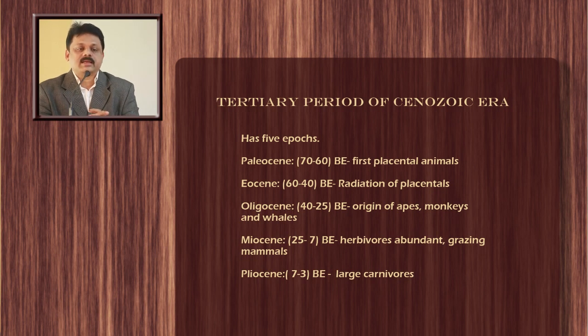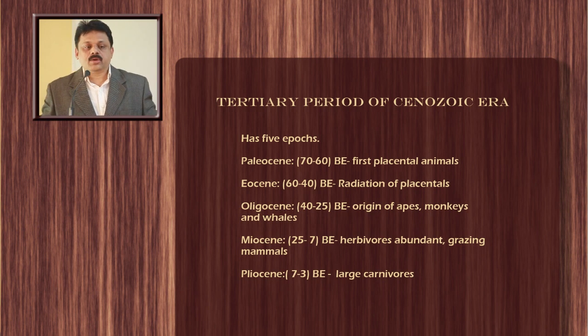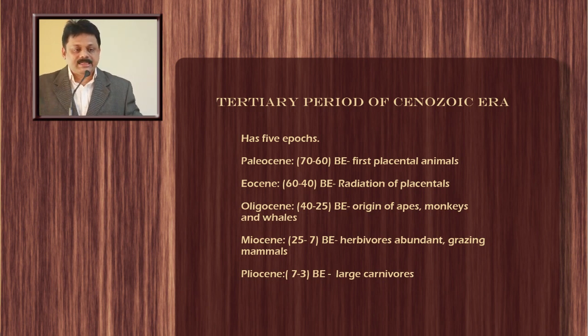The second epoch is referred to as the Eocene epoch, that is between 60 to 40 million years before present, and it saw the radiation of placentals. So the placentals appeared during the Paleocene epoch and radiated to different parts of the globe during the Eocene epoch.